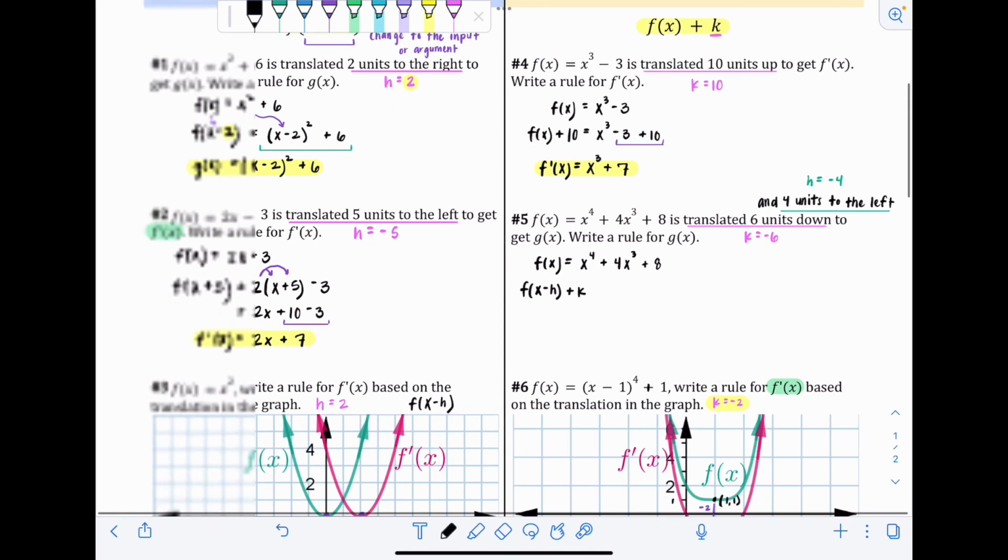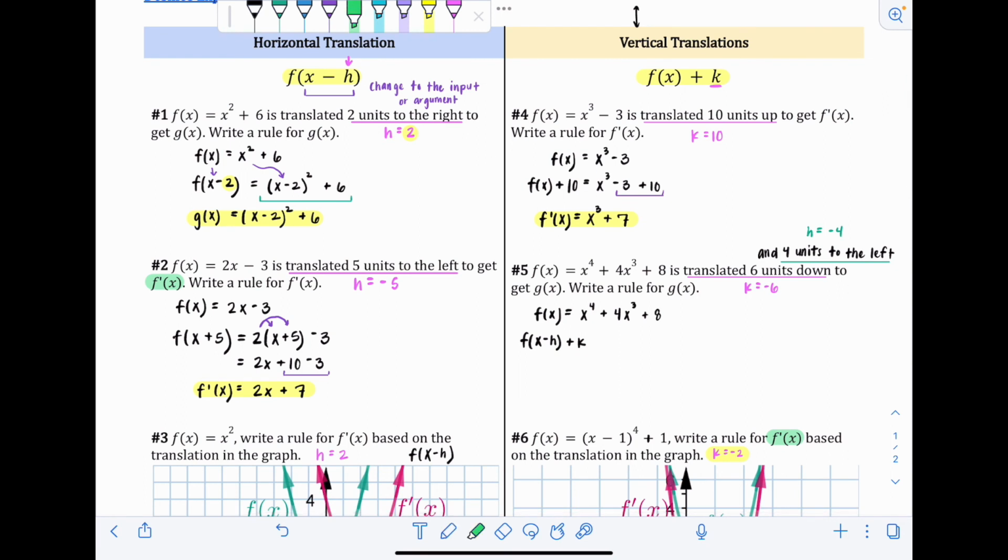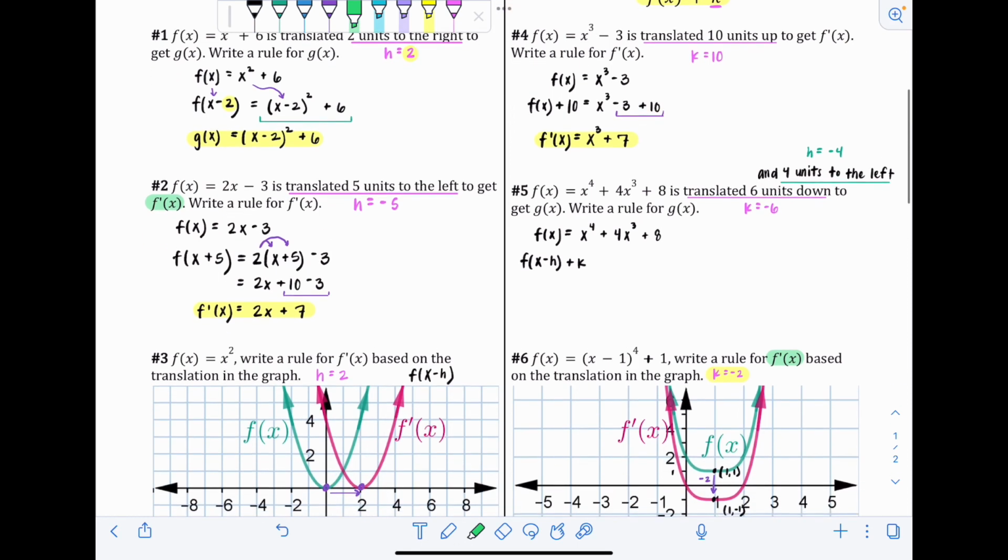So if we go back and look at the 2 original ones, the ones that are highlighted up here at the top, it's just a combination of those two. So the f of x changes to f of (x minus h), and then the plus k gets tacked on at the end. This is how we would write both vertical and horizontal translations.